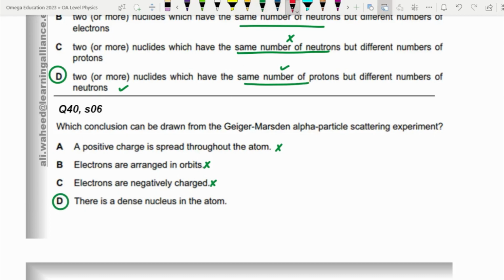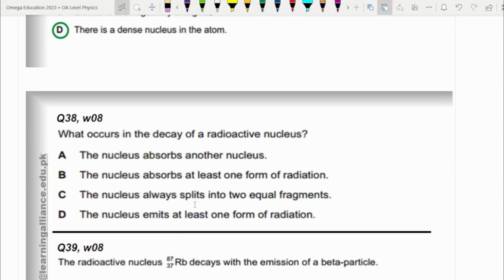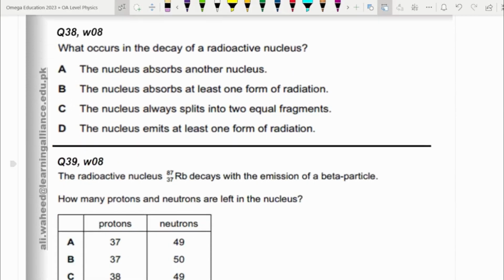You see, option C, option B, and option D. These options are all right, but the problem is, it is only the information given in the option D which is obtained through this experiment. The other pieces of information are not obtained from the experiment. Alright, let's move on to the next one.